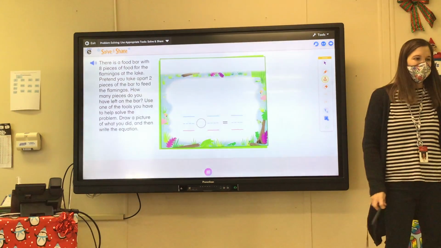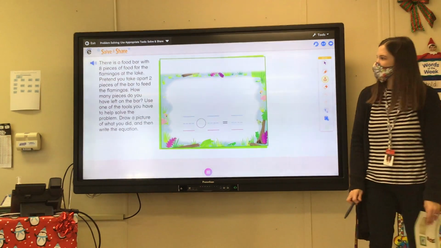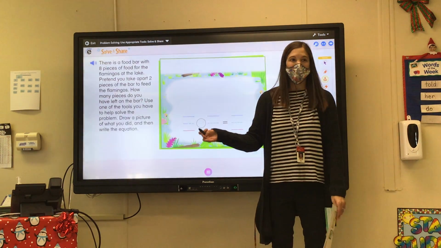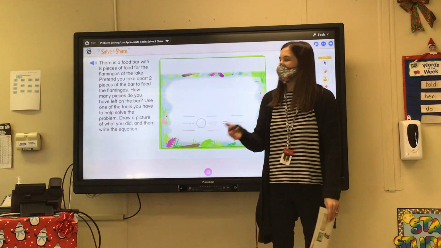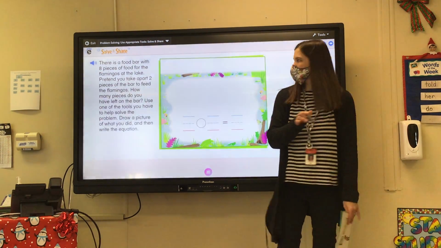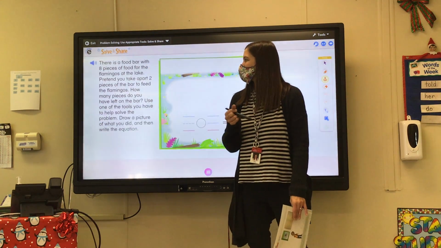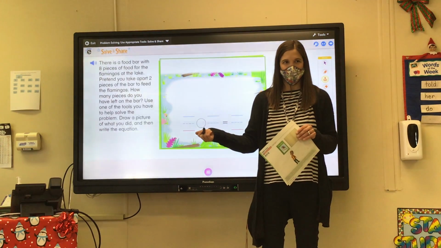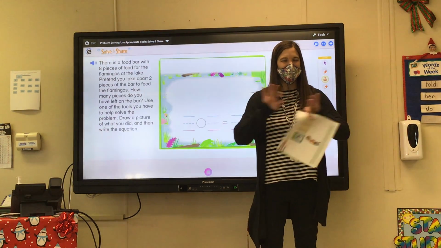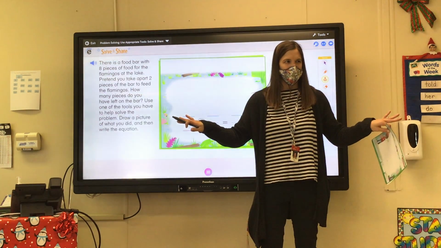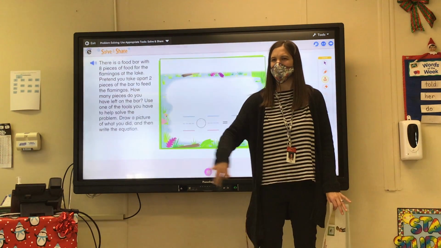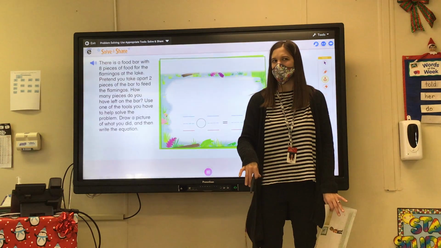We'll use counters just like the movie used. Okay, so the flamingos, we're feeding flamingos. We had 8 pieces of food. We're going to take 2 pieces of the food to feed to the flamingos. So are we adding them together or are we taking them away? We're taking them away, right? Because we're giving the flamingos 2 pieces, so we're not going to have all those 8 pieces left anymore.